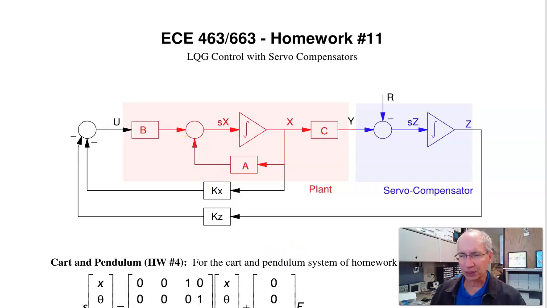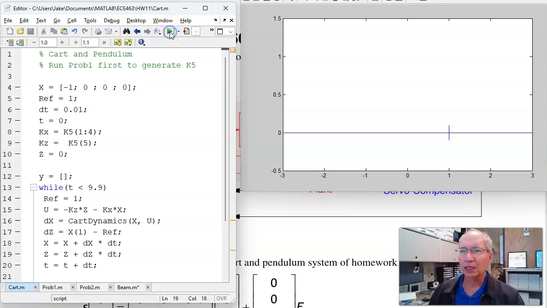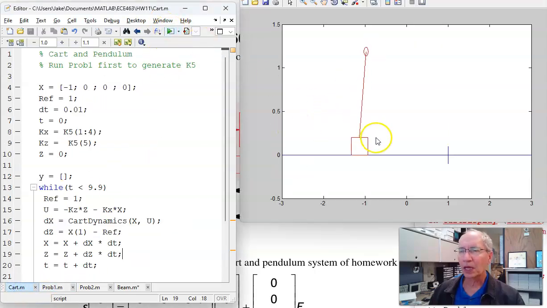So the cart and pendulum system looks kind of like this. A cart and pendulum system, an inverted pendulum. I apply force to the base and try to get it to go from -1 to +1 and keep it balanced. Have it go to 1 exactly, in spite of constant disturbances, using a servo compensator, and find the feedback gains using LQR.